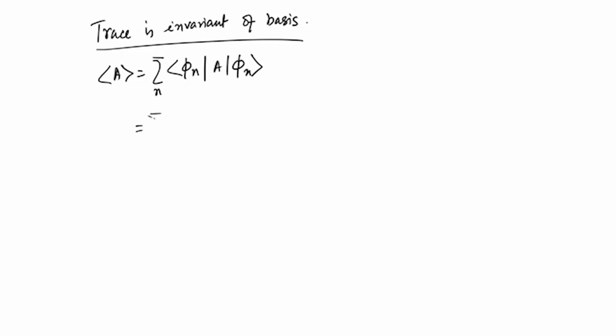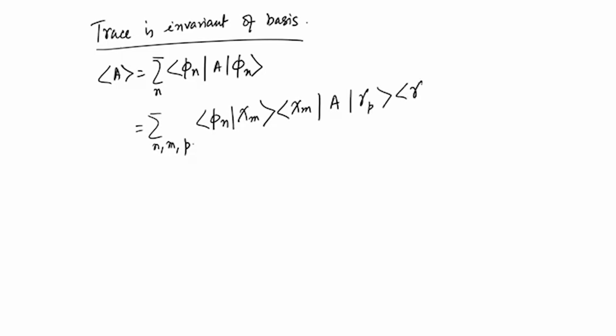So, what we do is that we use this n, and let us use n, m and p, and let us introduce these phi n, say for example chi m, and chi m here, and then you have a, and then let us use another basis, let us call it gamma p, and then use this gamma p and then phi n.